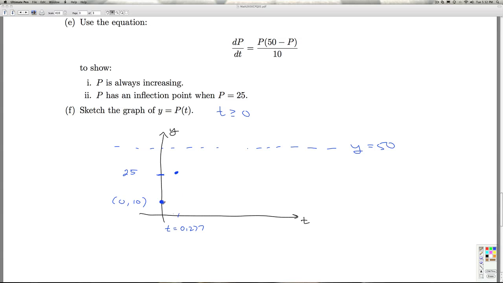And I know that from 0, it's always increasing. And I know that it's increasing and concave up for the y values 0 to 25. So I know it's got to be doing this. And then once I get to 25, it's still increasing, but now it becomes concave down. And then it approaches. So I'm not drawing this very well. So it's increasing, concave up, and then it changes to increasing, concave down, and it looks something like that. Okay? And that's a standard logistic kind of graph. That'll do it for part F, and that'll do it for quiz 5.